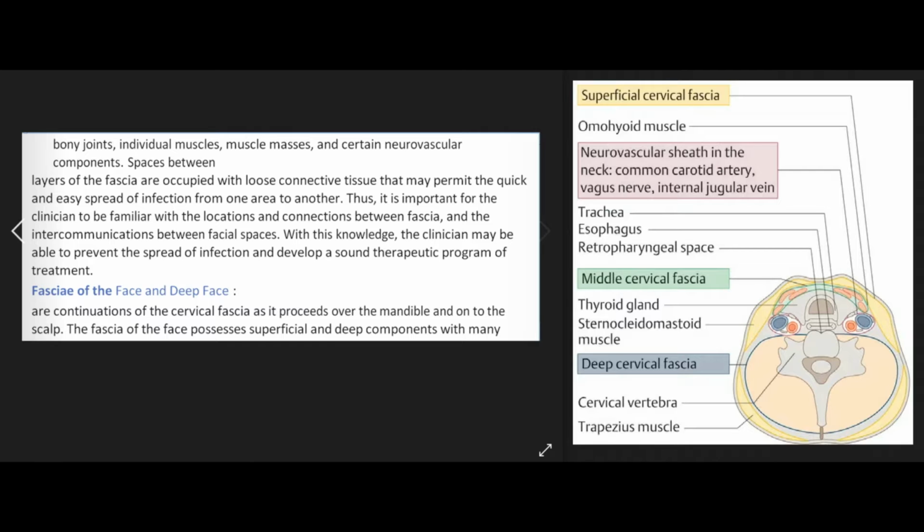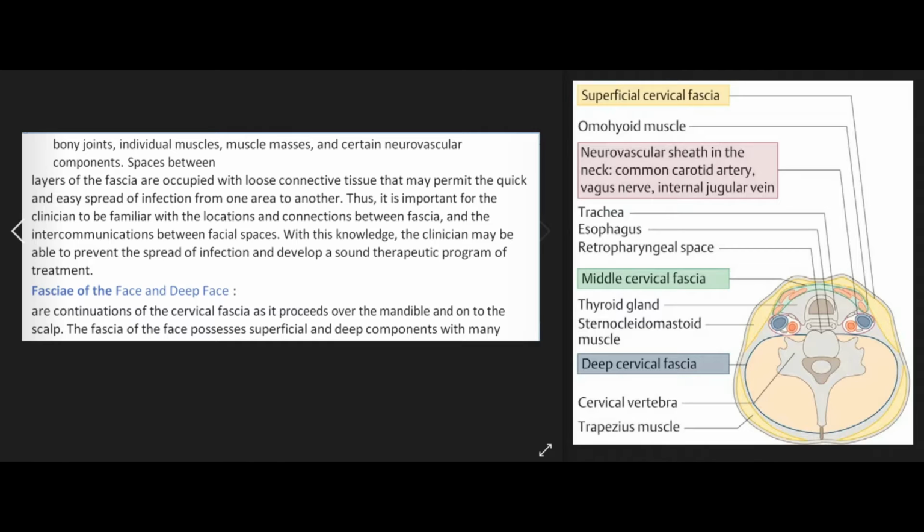Thus, it is important for the clinician to be familiar with the locations and connections between fascia, and the intercommunications between fascial spaces. With this knowledge, the clinician may be able to prevent the spread of infection and develop a sound therapeutic program of treatment.